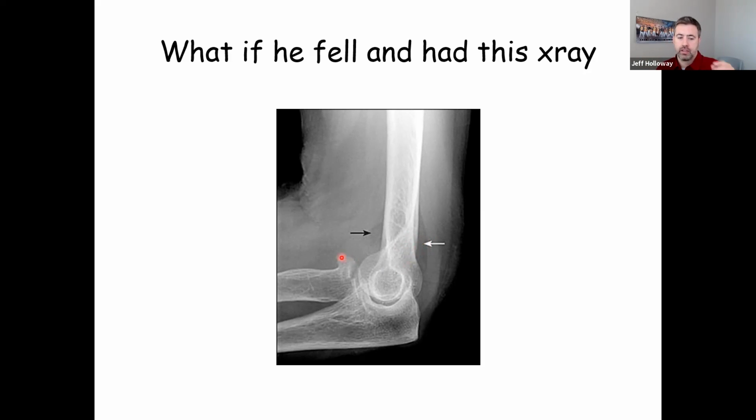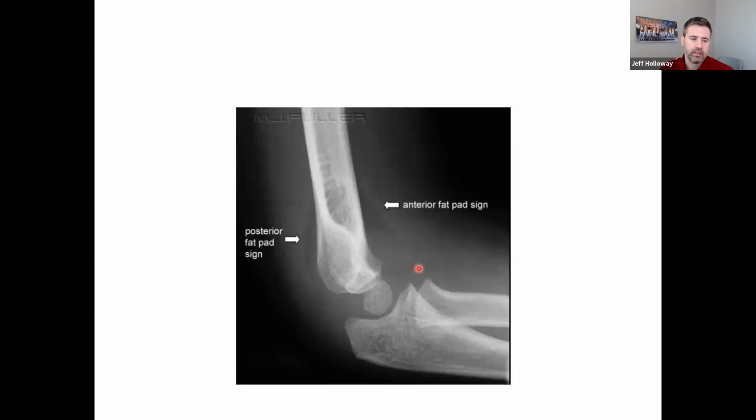A supracondylar fracture would be very common here. This one is actually a little radial head fracture right here. You can see just a little crack, and again, very hard to see. This is where, again, you have this giving it away. So you've got the posterior fat pad, anterior fat pad. Again, a lot of cartilage, so you won't see a lot.